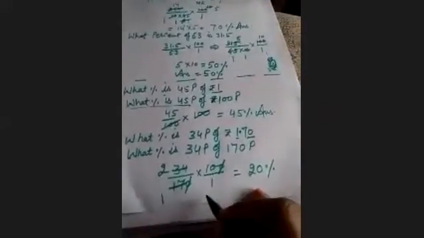Now students, solve this part. 0 से 0 cancel. Now 17 1 are 70, 72 are 34. Now 2 multiplied by 10 is 20%. So our answer is 20%.